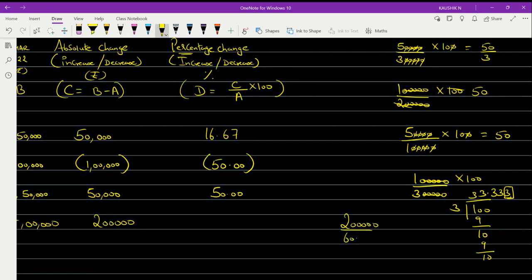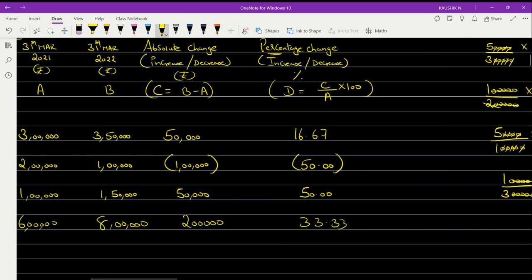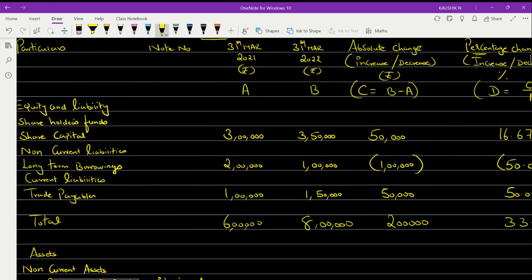2 lakhs by 6 lakhs into 100. Common zeros get cancelled. This becomes 100 by 3, which is 33.33. Okay, sir. Able to understand? Yes, sir. So that's it. Line by line, you are going to do it even for the total also. Nothing special.